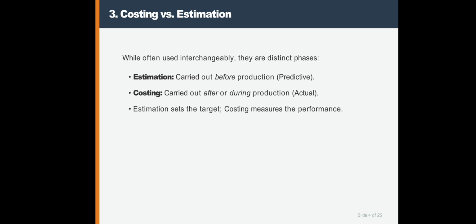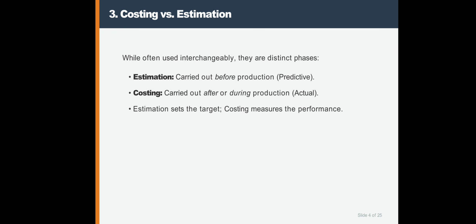The next one is costing versus estimation. While often used interchangeably, they are distinct phases. Estimation is carried out before production, that means predictive. Costing is carried out after or during production, that is actual. So estimation is carried out before production, that means the predictive term.